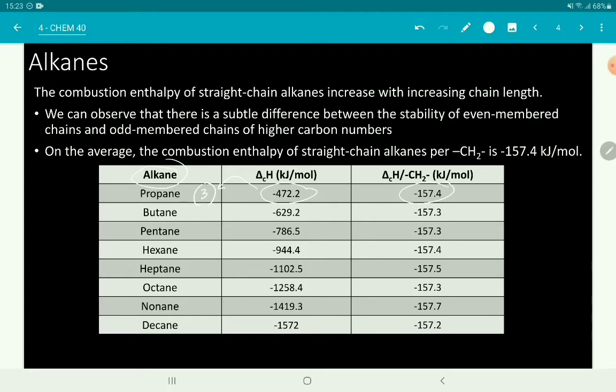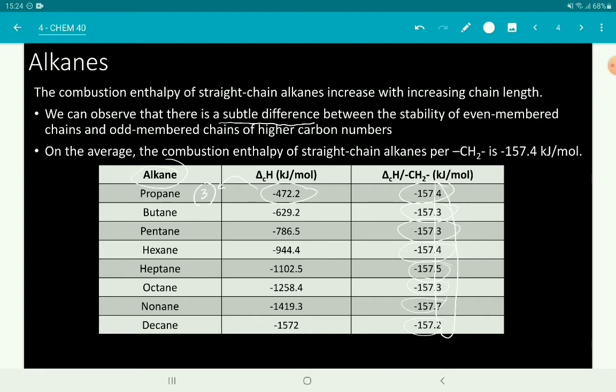Pare-pareho lang, kasi makikita nyo dito, puro negative 157 yung value niya. However, dun sa first decimal place, ito yung sinasabing subtle difference. May subtle difference daw yung stability ng even-numbered tsaka odd-numbered chains. Hindi naman masyadong pansin yung subtlety, so hindi natin masyadong i-discuss yun.